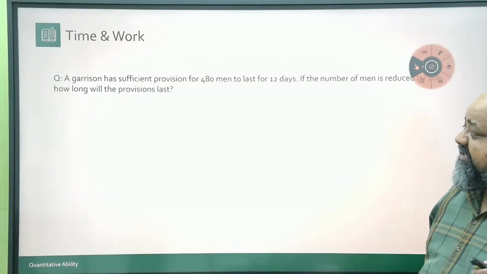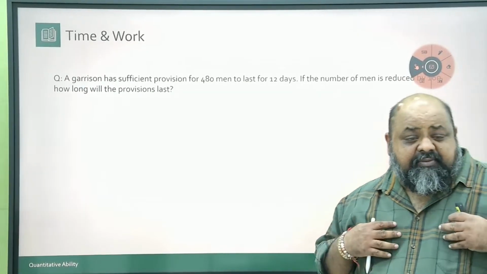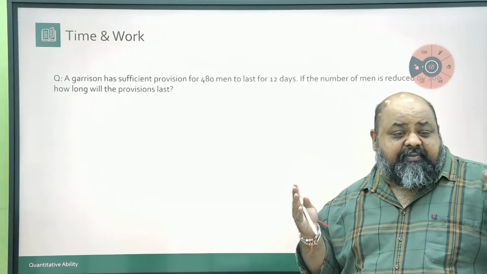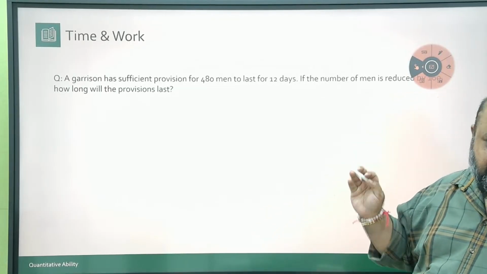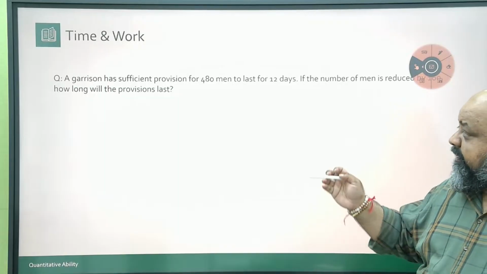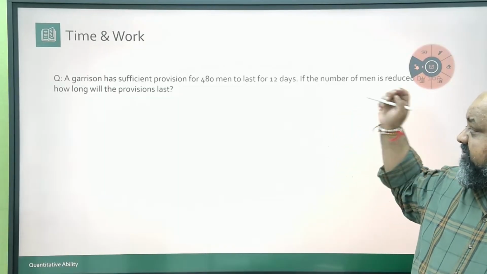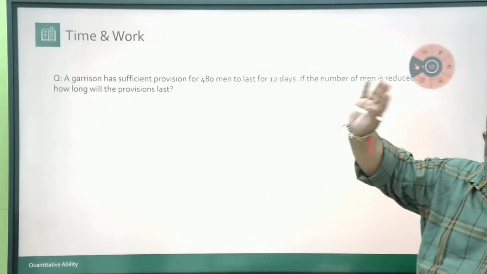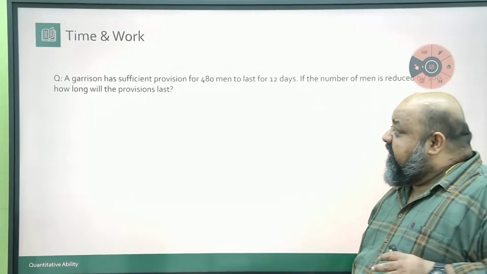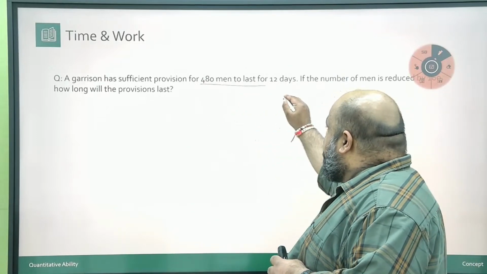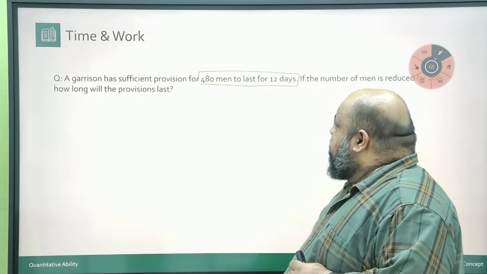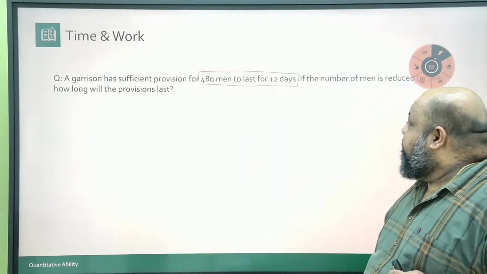Next, a similar sort of question says a garrison. I don't know what a garrison means, and I don't need to find out, because it doesn't make a difference to my answer. Has sufficient provisions. Provisions could be food for 480 men to last 12 days. So there is some place where there is food enough for 480 men to last 12 days. Number of men, number of days.